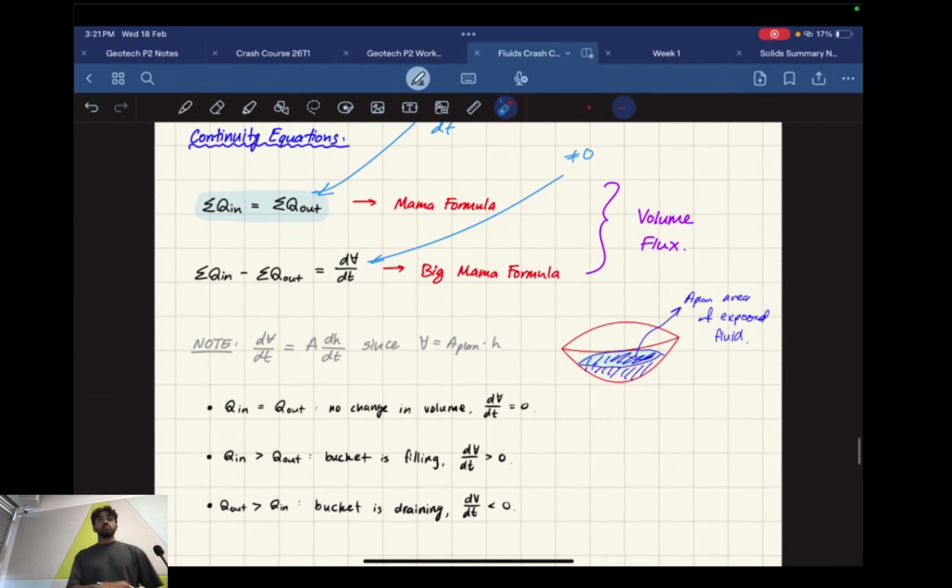So that's for our volume flux, okay? Q in is equal to Q out. We use this a lot, okay? When you do pipe flow, you're going to need it in every single question, alright? But you get used to it, it's not too hard.